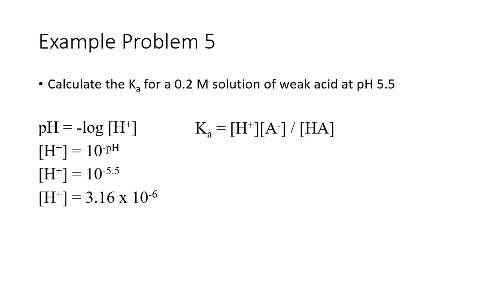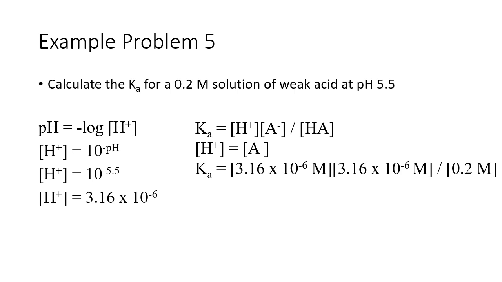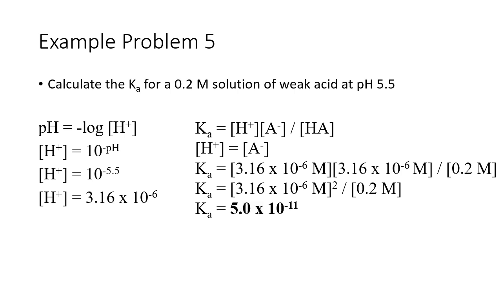Now we have our equation for the Ka, which is H plus concentration, times A minus concentration divided by the HA concentration. We know that H plus should be equal to A minus, so we plug in what we know. Ka equals 3.16 times 10 to the minus 6 multiplied by itself and divided by 0.2 molar. This gives us a Ka of 5.0 times 10 to the minus 11.